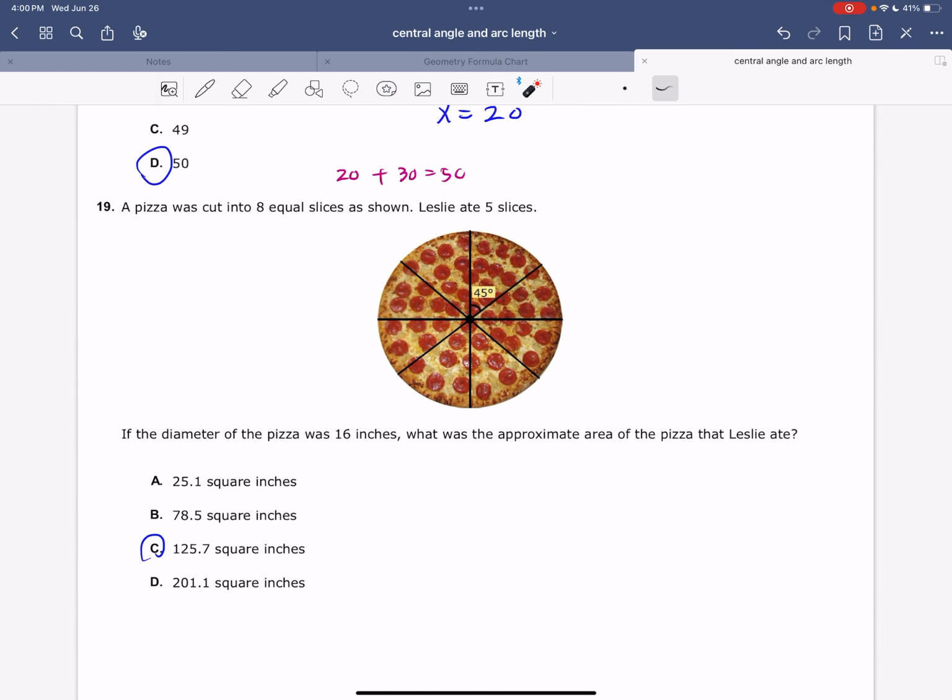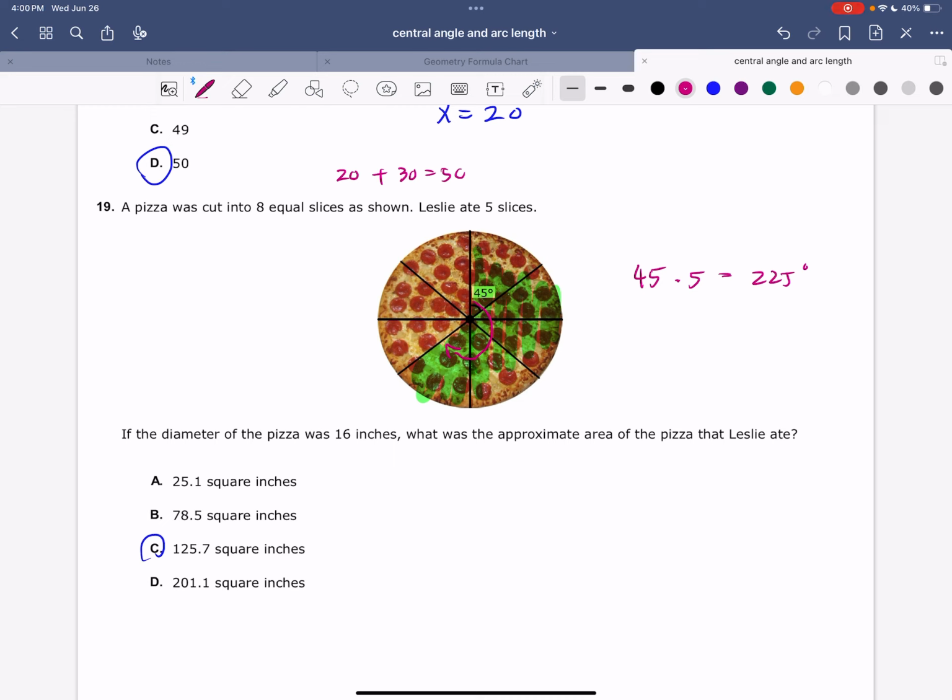Number 19. Pizza cut in 8 equal slices, which means each angle is going to be 45 degrees. Now, Leslie ate 5 slices. So how many angles did she eat out of 360? I don't know. But I know it's a 5. 45 times 5 is what? 225. Okay.